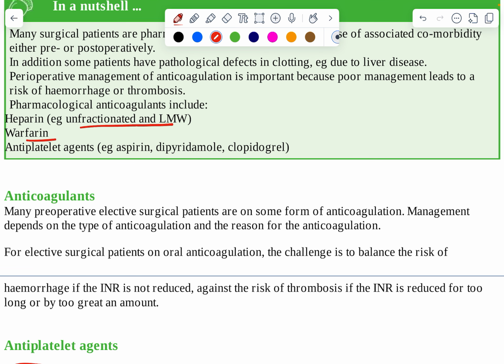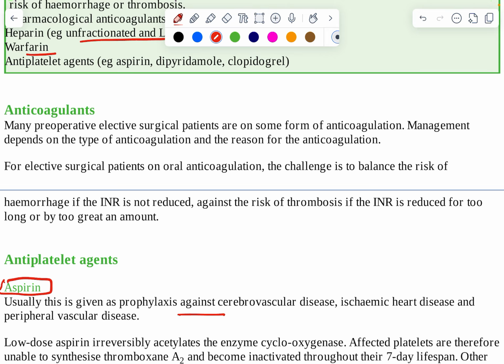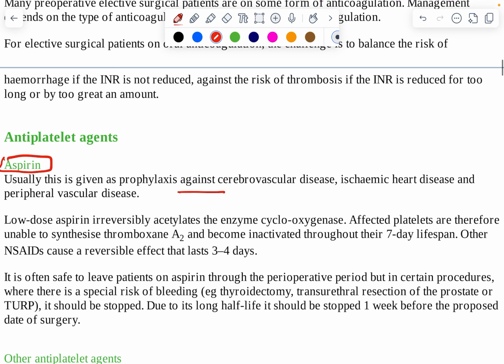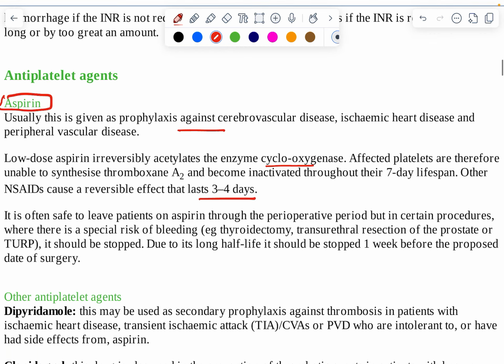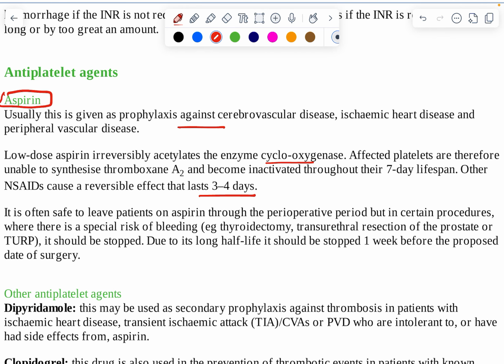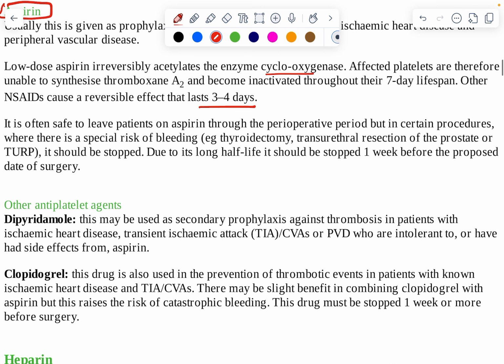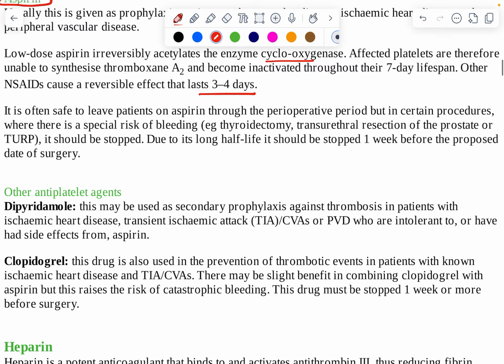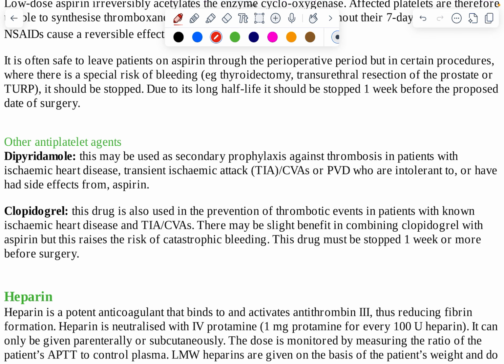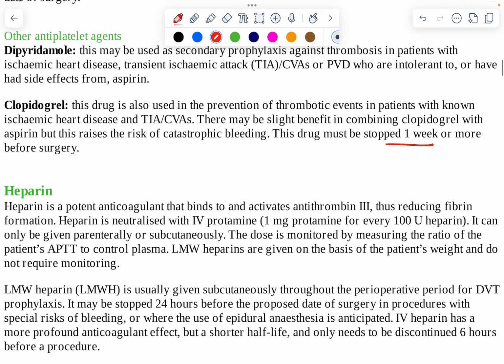Anticoagulation and elective procedures: management depends on the type of anticoagulation. For elective surgery, oral anticoagulant use is a balance of risk. So what is the antiplatelet agent? Aspirin is usually given as prophylaxis in cerebrovascular disease. Low dose aspirin acts by inhibiting cyclooxygenase in platelets, which are then unable to synthesize thromboxane and remain inactive throughout their 7 day lifespan. With NSAIDs, the effect is reversible within 3 to 4 days. It is generally safe perioperatively, but in certain operations with special risk, such as thyroidectomy, it should be stopped. Dipyridamole has side effects. Clopidogrel must be stopped at least 1 week before.